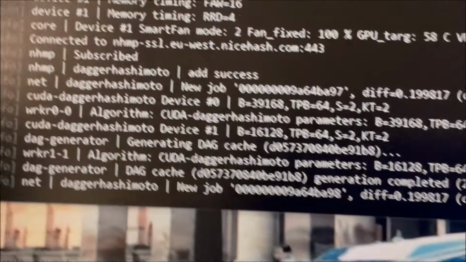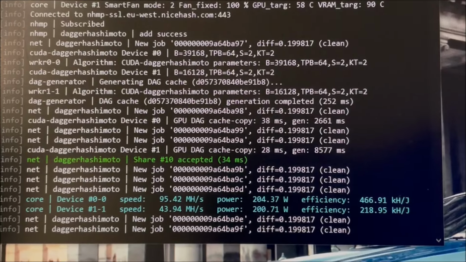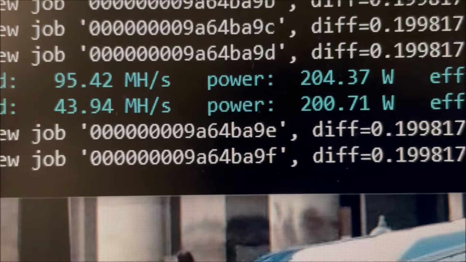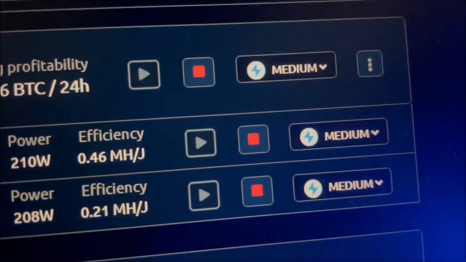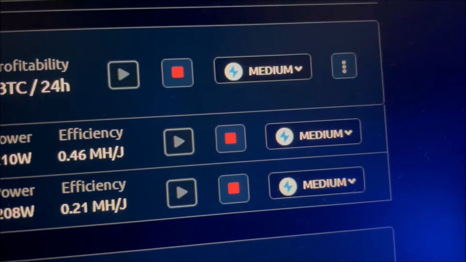So if you know about mining, you know what mega hash per second means. And on the 3080, I was getting around 95 to 100 mega hash a second. And then on the 1080 Ti, I was getting around 42 to 45 mega hash a second. I was using the medium setting on both graphics cards on NiceHash.